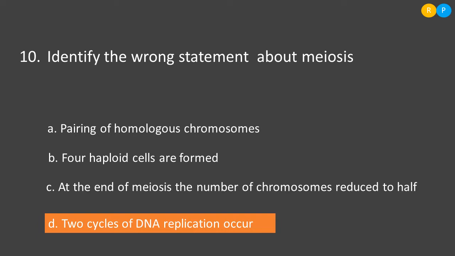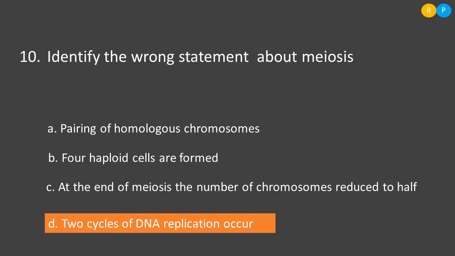Then the next question, identify the wrong statement about meiosis. Option A, pairing of homologous chromosomes. Pairing of homologous chromosomes takes place in prophase 1 of meiosis 1, so this is the correct statement. Then option B, 4 haploid cells are formed. At the end of meiosis, from the single parental cell, 4 haploid cells will be formed. So this is also a right statement.